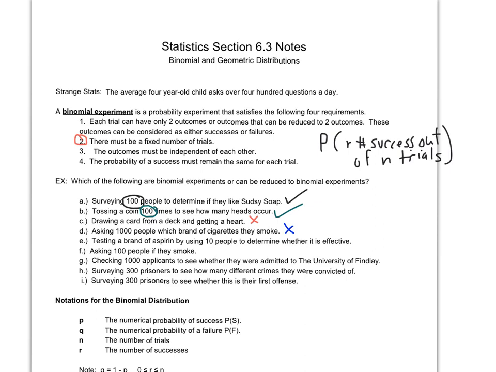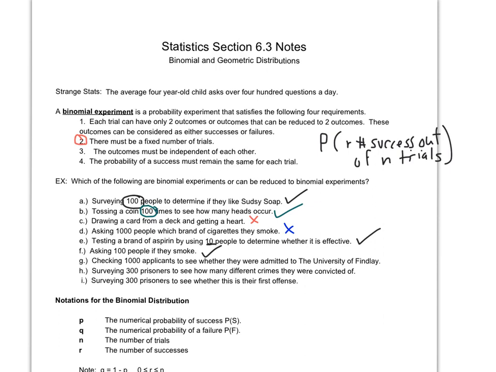Testing a brand of aspirin by using 10 people, so there's our fixed trials, to determine whether it's effective. That is binomial. It's either effective or it's not. There is some effective probability, I don't know what it is, but we ask a fixed number of people as well. F, asking 100 people if they smoke. Also binomial. Fixed number of people. There is a percentage of Americans who smoke, and so we can make that binomial.